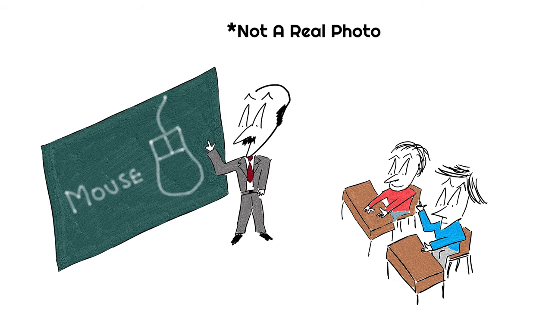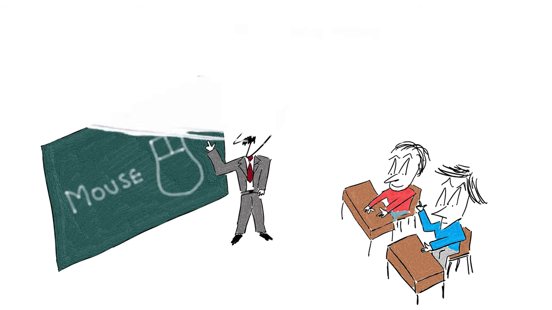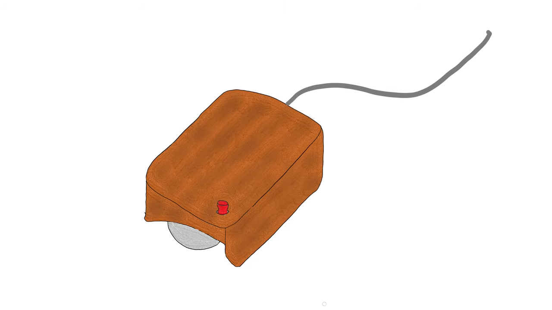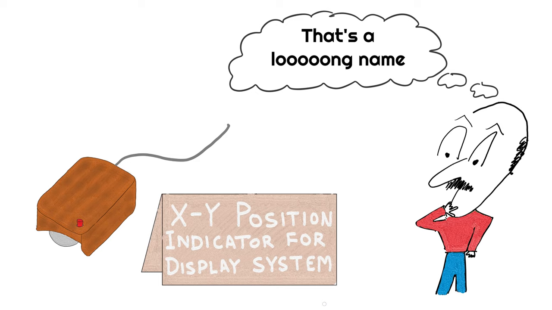The computer mouse was shown to the world for the first time in 1968, although no one at the time called it a mouse. The original mouse had two wheels at the bottom, had a red button at the top, and was made of wood. At the time, it was known as the XY position indicator for display system. Yep, pretty long name if you ask me.